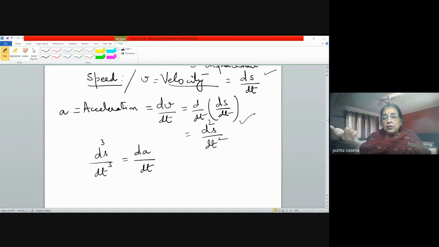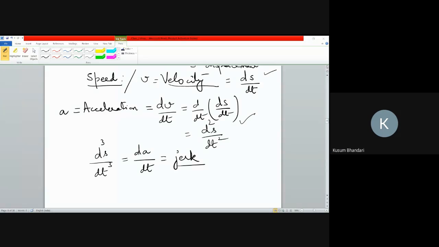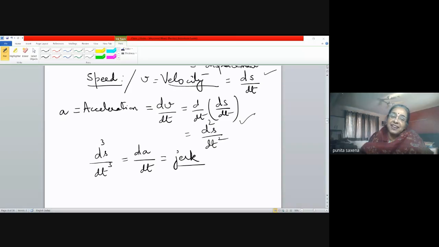So the rate of change of acceleration with respect to time, or d3s by dt cube, is jerk. Simple. Now this has become so common that it has come on t-shirts also. Sushant Singh Rajput. Yes, ma'am. तभी फेमस हुआ है ये.